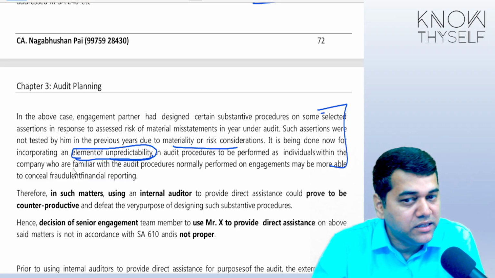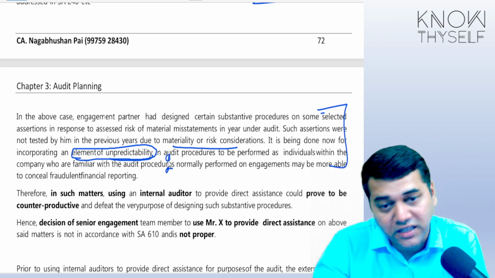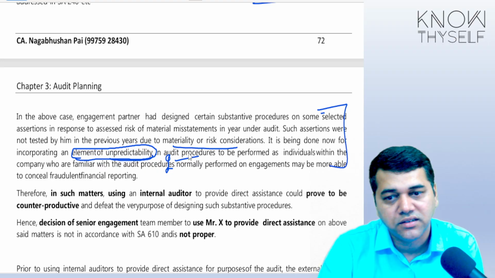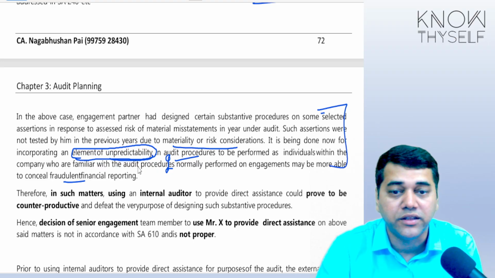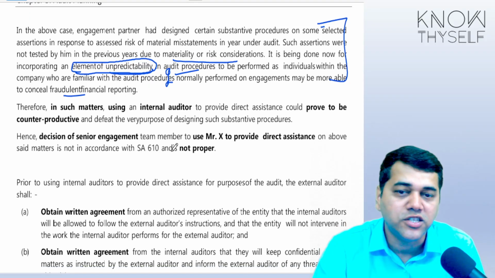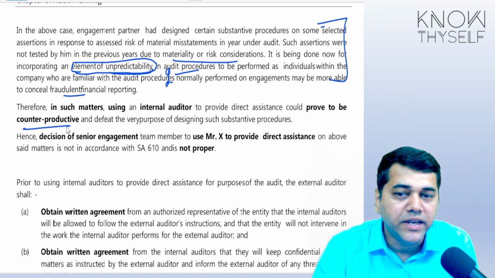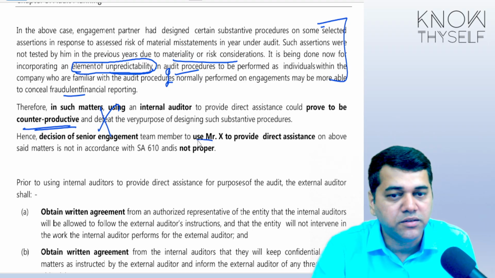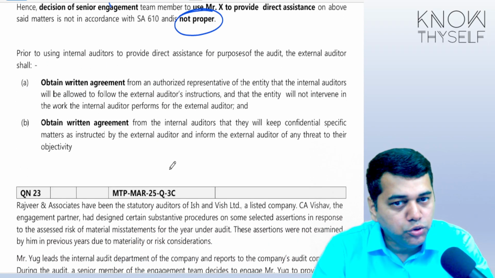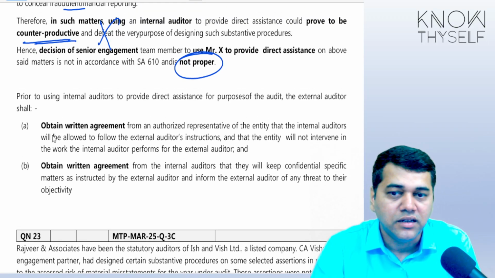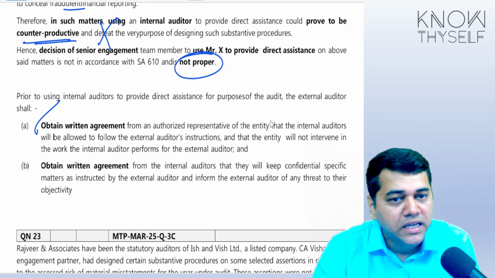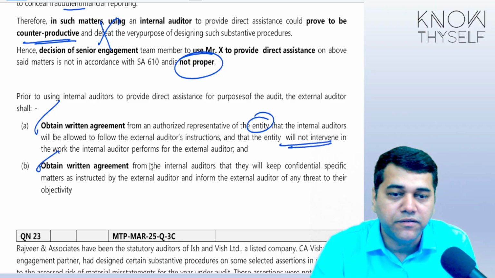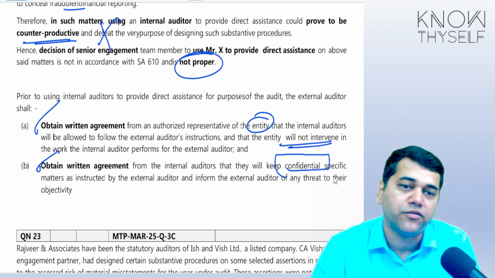But now when you bring this unpredictability and you get one person associated with the organization, don't you think he may tell others, he can alert others that sir, this is going to be tested? Therefore, in such matters, using the internal auditor would be counterproductive and defeat the very provision. Hence, the decision of the senior management is not proper. So, what you need to do? You need to obtain written agreement from the company that the entity will not interfere in the work. Obtain written agreement from the internal auditor that they will keep the things confidential.